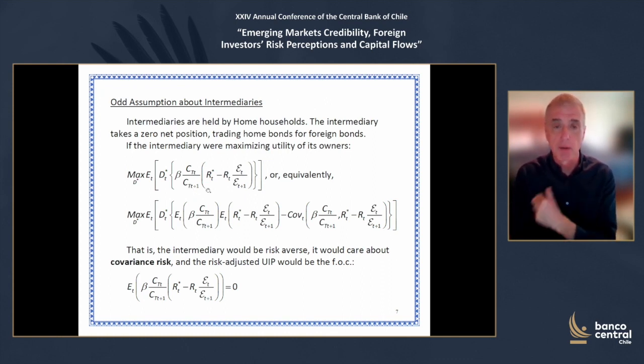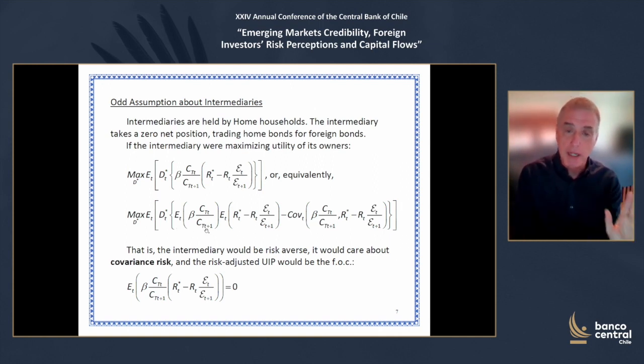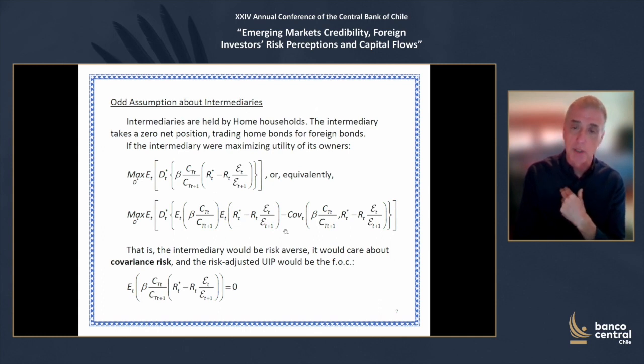People have log utility, and then this is the excess return on Chilean relative to American bonds. You can rewrite this in this way, and I'm writing it this way to emphasize that in this case, the intermediary is already risk averse. I mean, if they're concerned about using the household stochastic discount factor to evaluate profits, they're already incorporating the risk aversion of households.